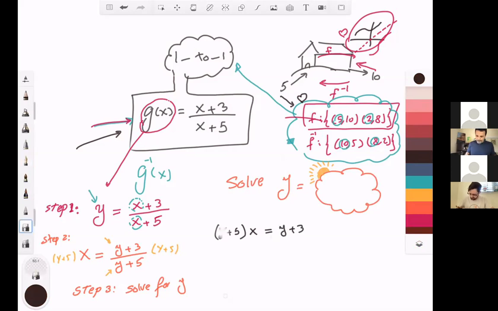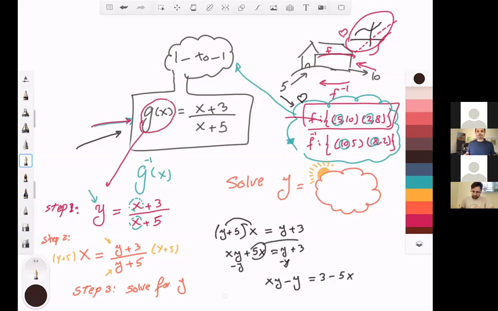Usually when I write 2y, I write it in two different fonts. I don't know why. So we're going to solve for y. Y should be on one side. I'm going to FOIL this. Go xy plus 5x equal to y plus 3. Minus y. I'm going to get xy minus y equal to 3 minus 5x. I remove 5x over there.